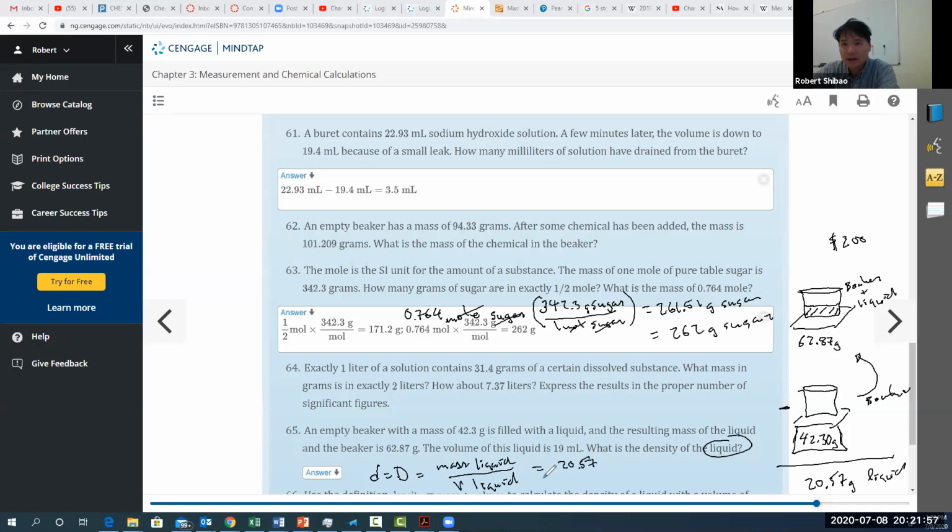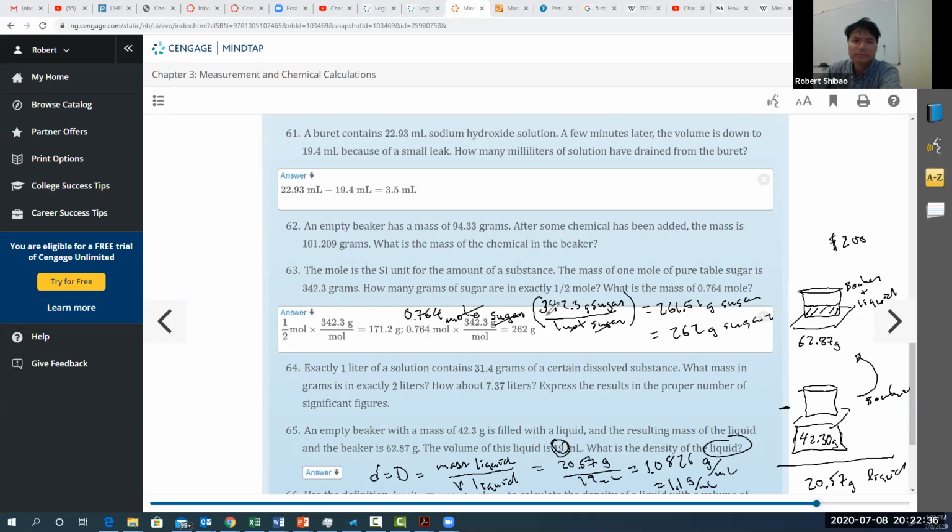This is algebra because I have the algebraic equation here. And the volume of the liquid is 19 milliliters. So we've got 20.57 divided by 19, which is going to give me 1.0826, et cetera, grams per milliliter. That's the units, grams per milliliter. I'm allowed how many sig figs? It looks like I'm only allowed 2 sig figs, from the 19. So I'm going to have to round that to 1.1 grams per milliliter.